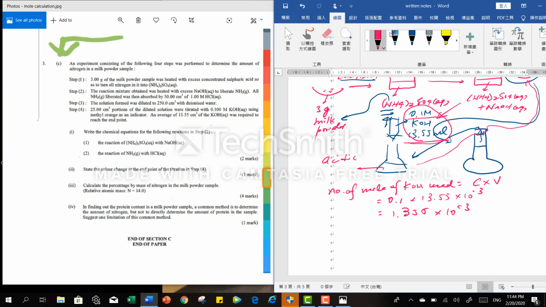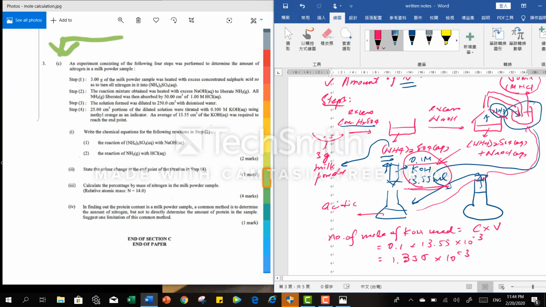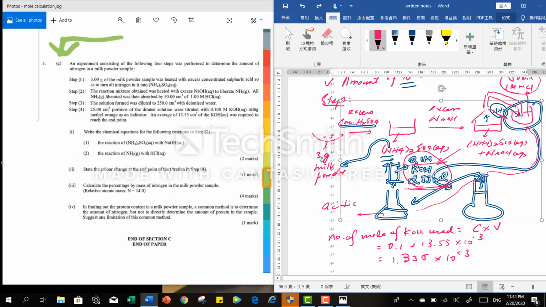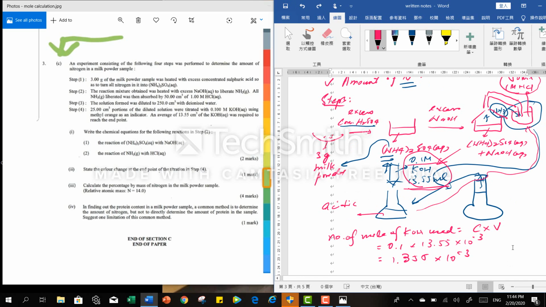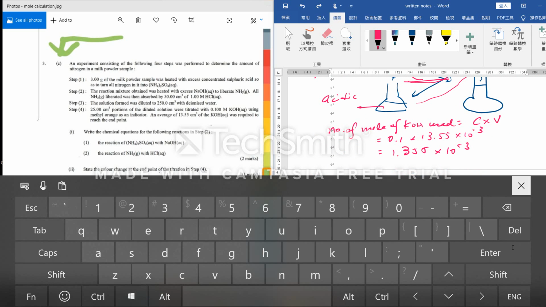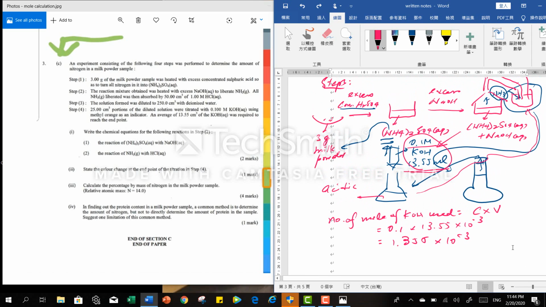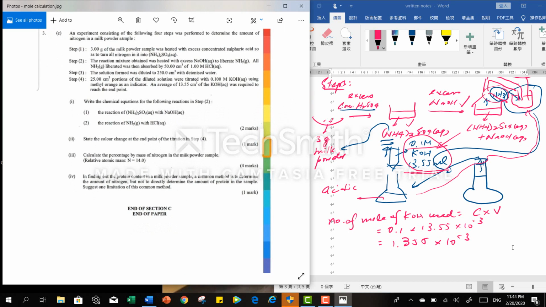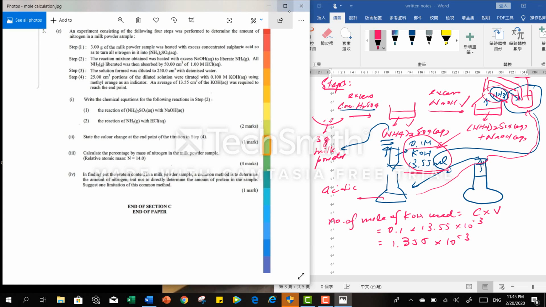Before we do the calculation, we need to work out the equation first. What happened? Now, the first reaction will be the formation of ammonia when alkali reacts with this ammonium salt. This is what we learned in IGCSE. So I write it here.